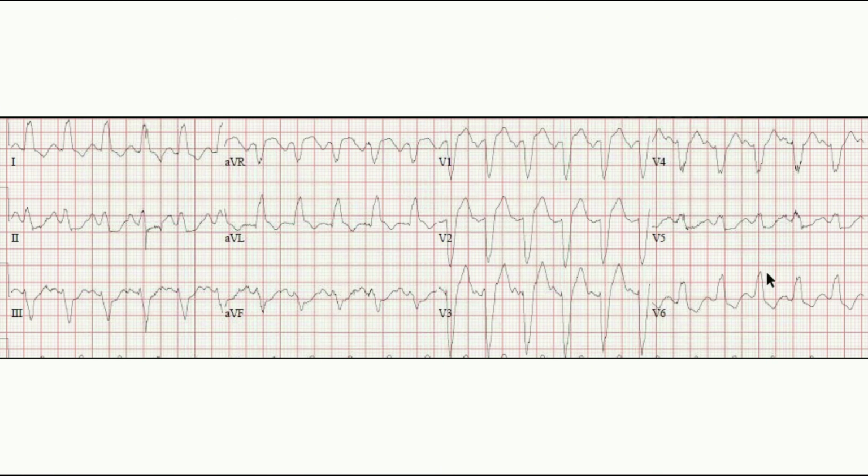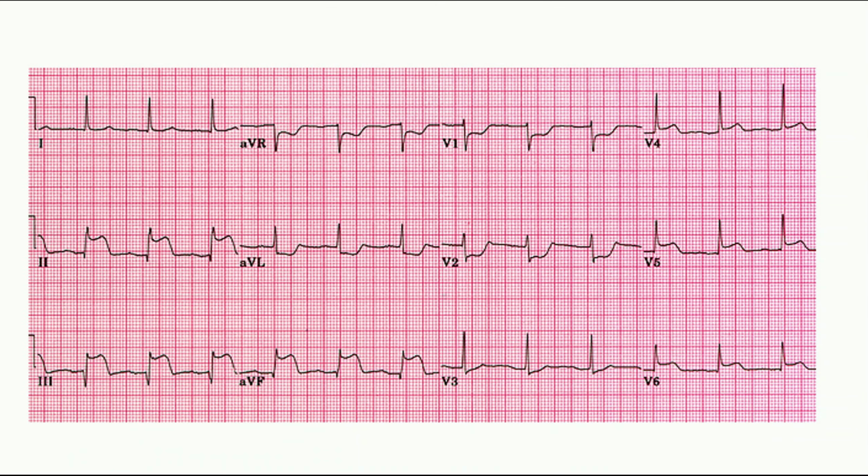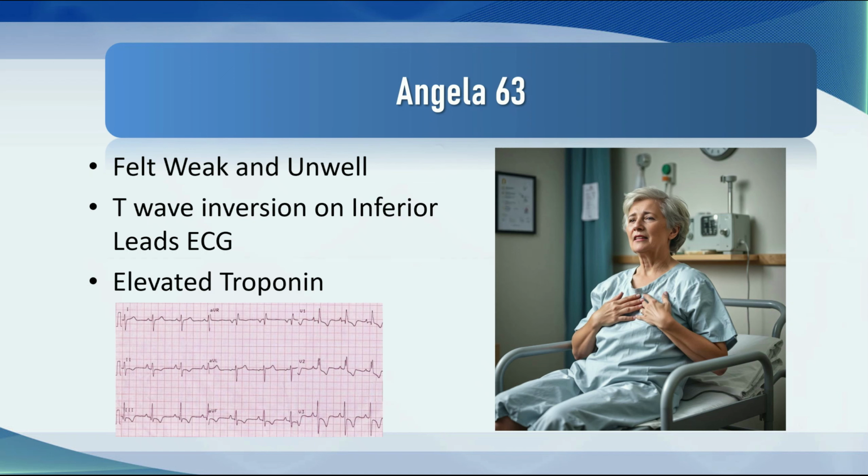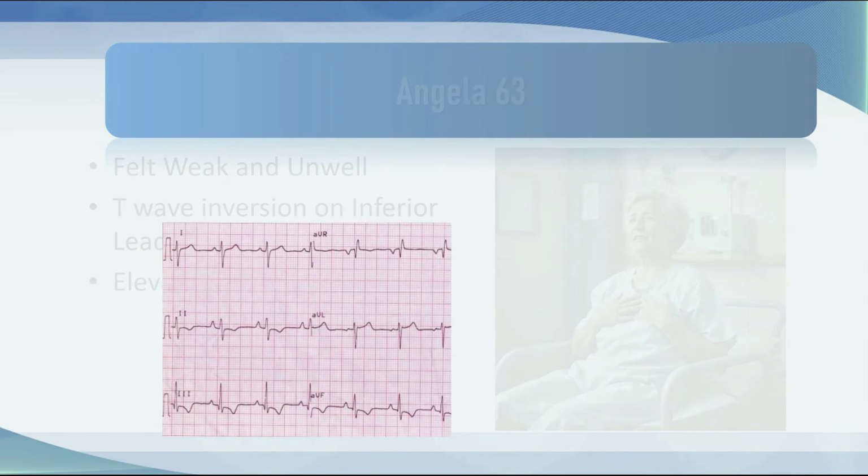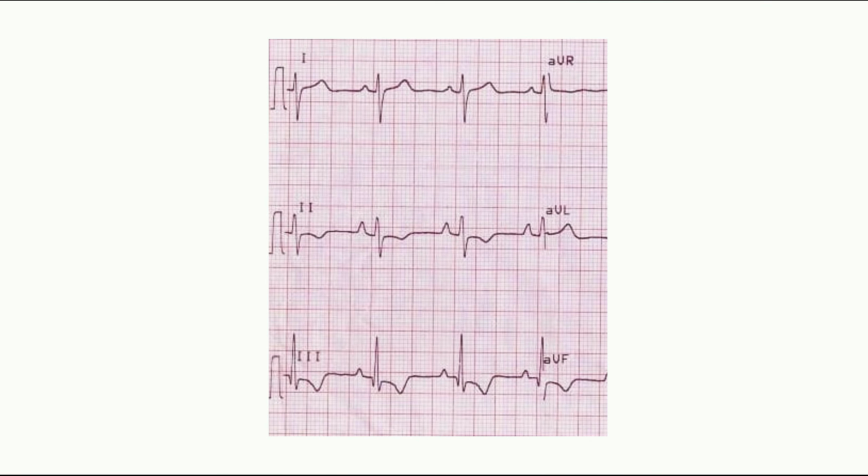In acute MI, you may also encounter a new left bundle branch block, such as in this example, making ST segment changes difficult to visualize. Or as we've seen before, the MI may affect the inferior wall, in this case with lateral and posterior wall extension. The second patient was Angela, who felt weak and unwell, and alongside an elevated troponin, she had T-wave inversion on the inferior leads of her ECG.